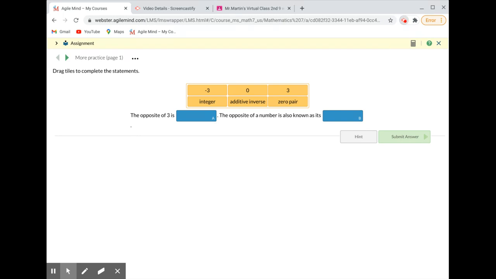All right, so we're going to run through this pretty quick. Grayson, the opposite of 3 is? -3, my bad. There you go. The opposite of a number is known as its additive inverse. Good job.